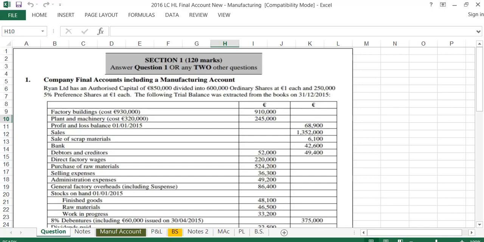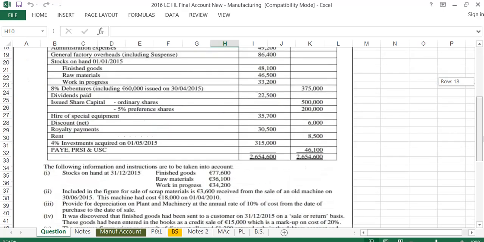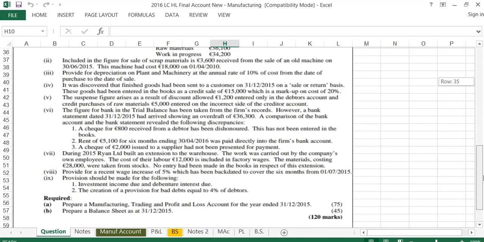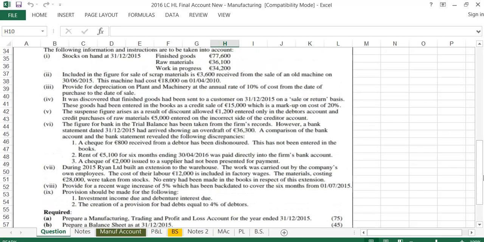Hi, today we're going to have a look at the 2016 Leaving Cert Higher Level Question 1. It's a company account including a manufacturing account. Again, as with all of these question 1s, we're given a trial balance and some adjustments. There are 9 adjustments to go through in this question, and then we have to prepare the manufacturing account, trading profit and loss account and balance sheet.